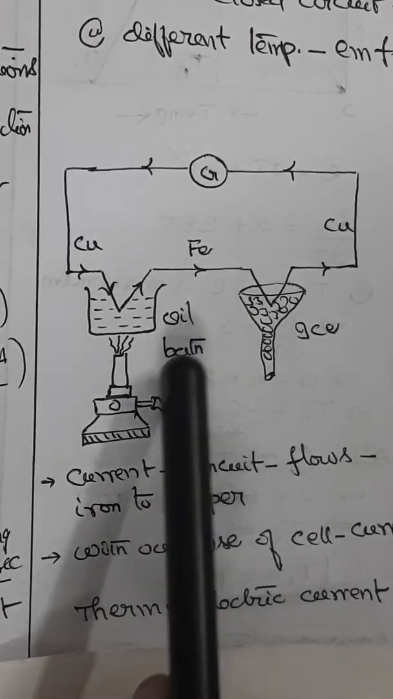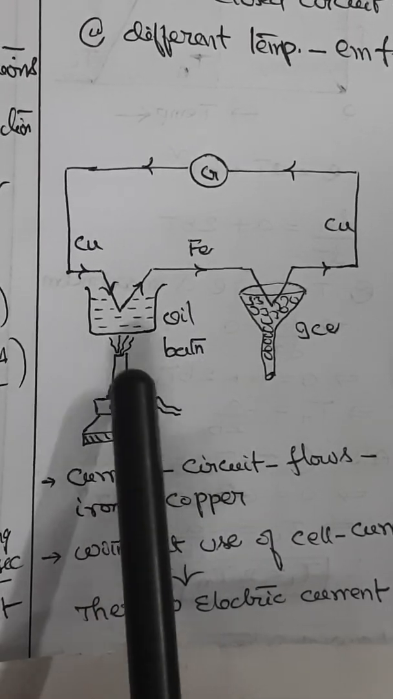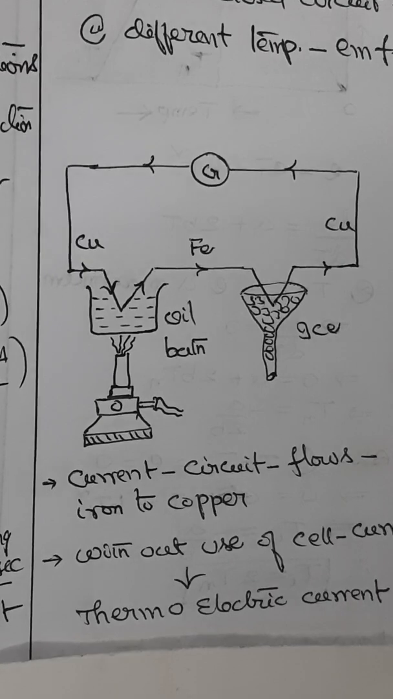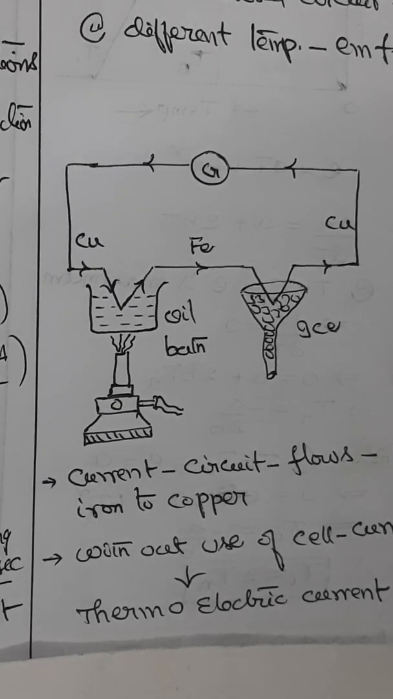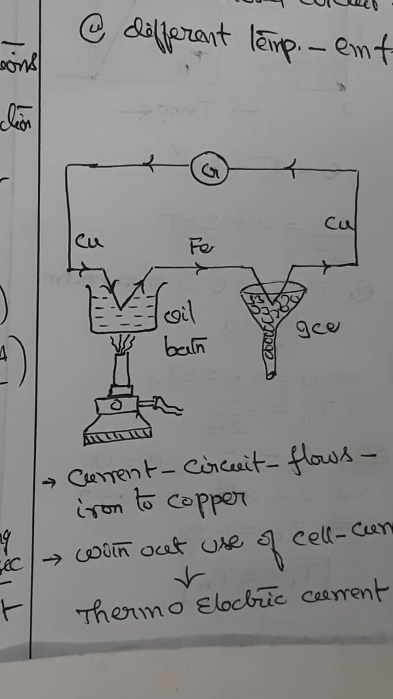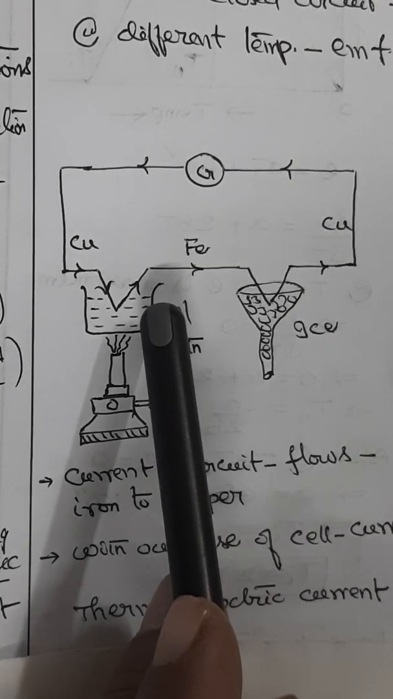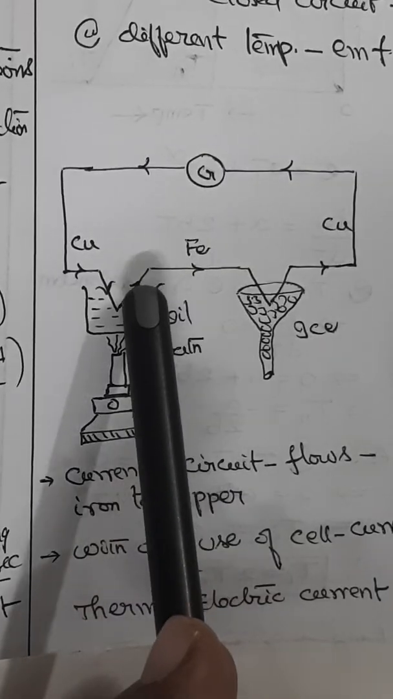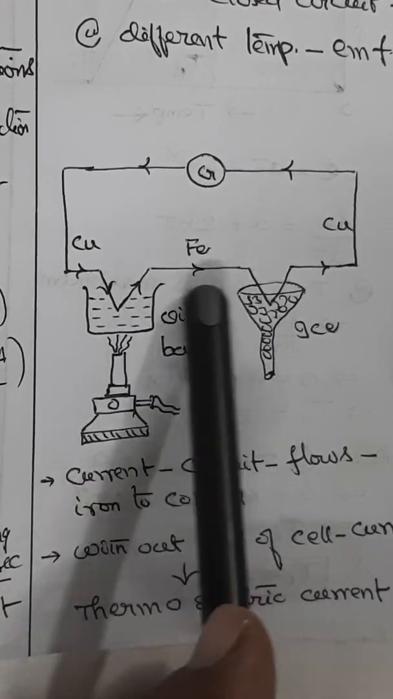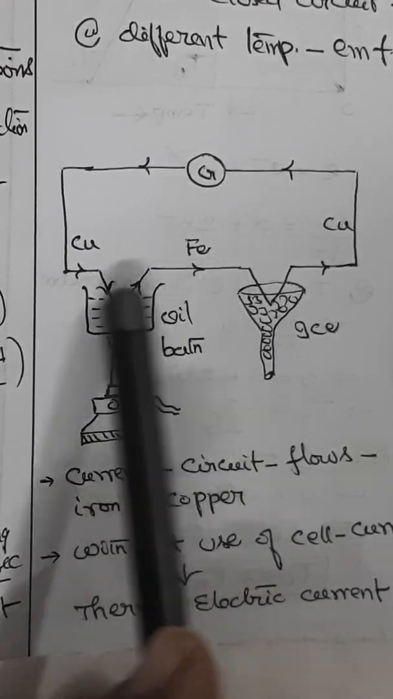The current produced in this way without the use of an external cell or a battery is known as thermoelectricity or thermoelectric current. This branch of electricity is known as thermoelectricity, and this effect is known as the Seebeck effect. The arrangement of wires like this is known as a thermocouple.